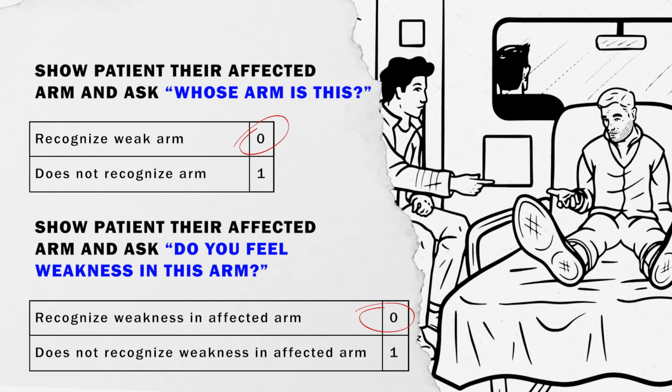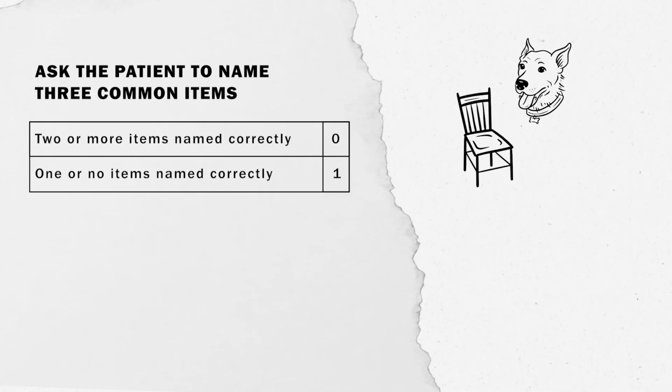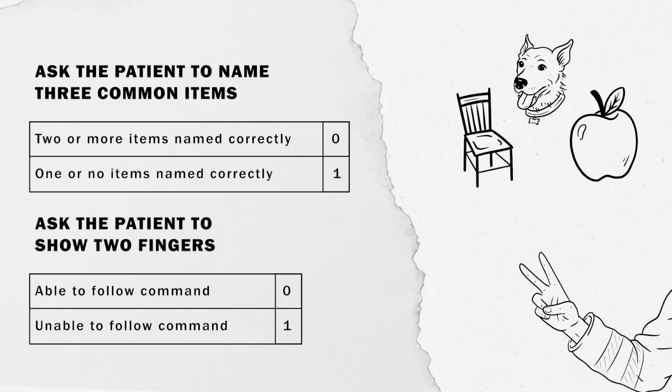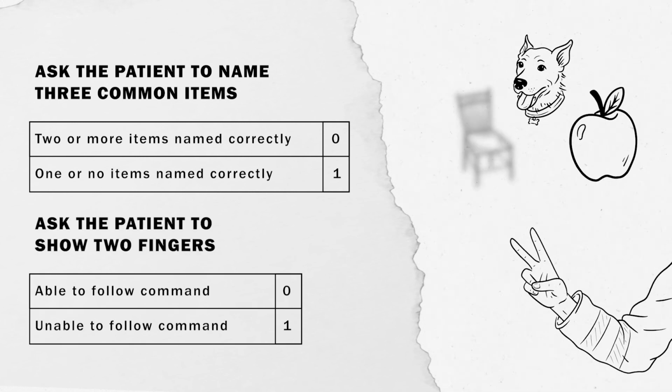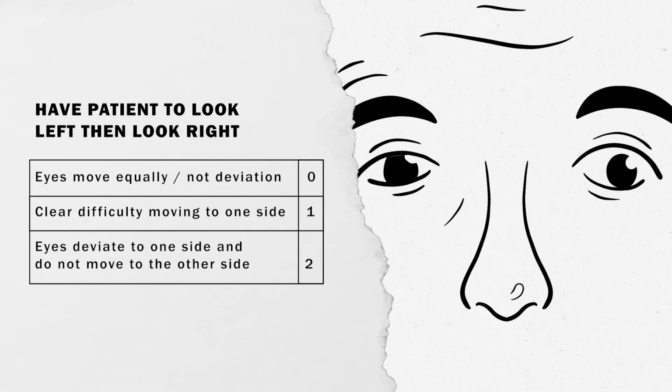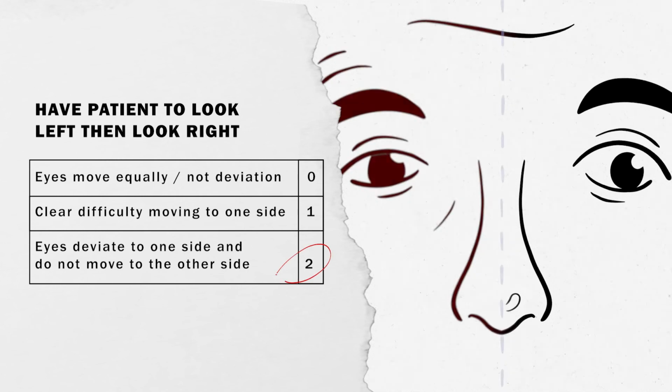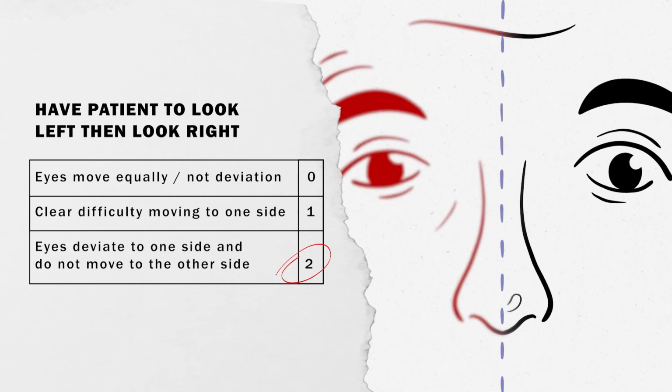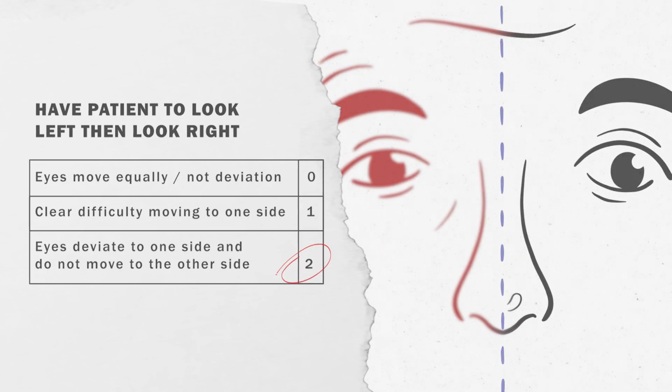They notice that his speech sounds slurred, so they ask him to identify 3 common items, then to show them 2 fingers. Peter is unable to complete either command, giving him a point for both expressive and receptive aphasia. EMS then examines Peter's eyes. It's apparent that he has a left gaze preference towards the same side as the injury and receives 2 points.